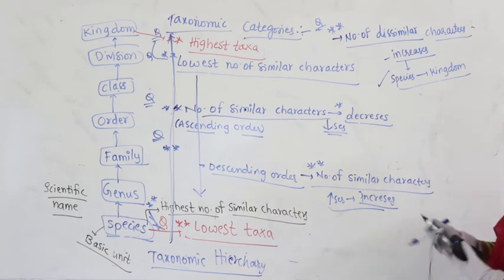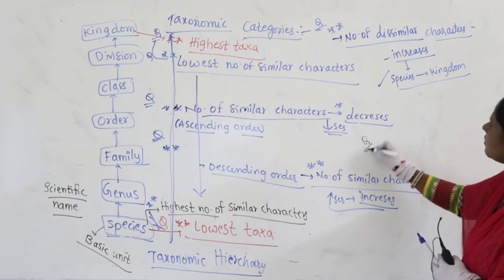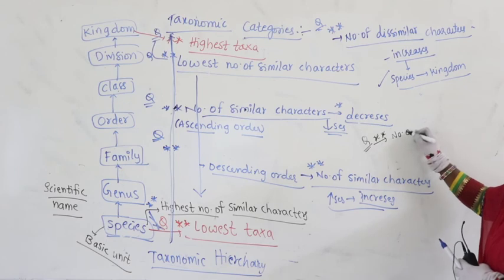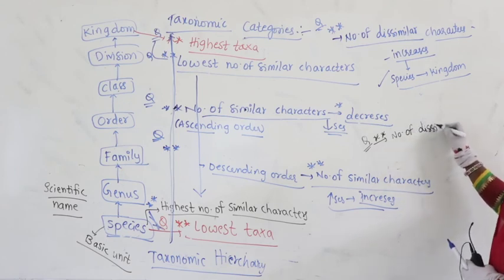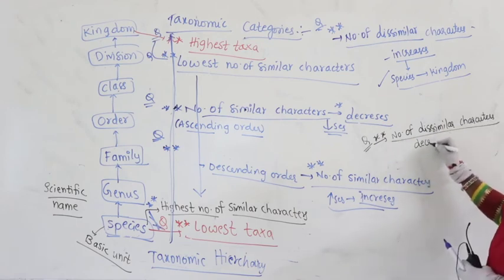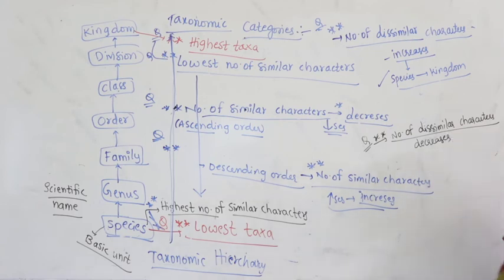Suppose you take another question. What is the other possibility? Indirectly, simply to confuse you, they may give: the number of dissimilar characters decreases as we move from, in the taxonomic hierarchy. The number of dissimilar characters decreases as we move from, that is the question. So, what is the option you have to choose? That is kingdom to species.